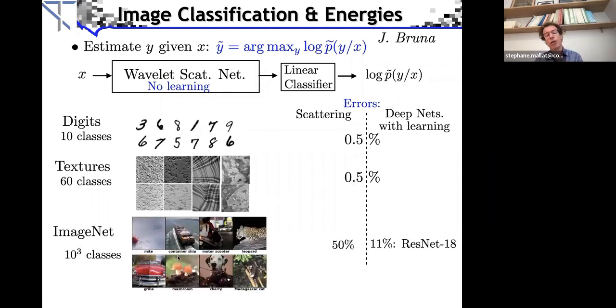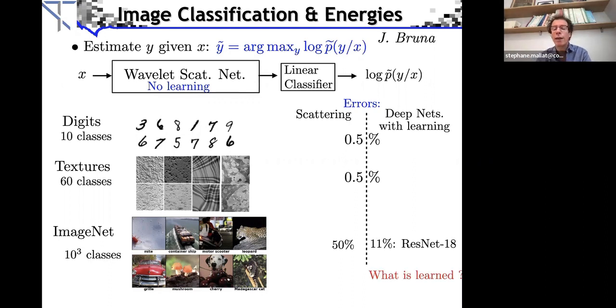If you deal with images which are much more structured, where you have cats, dogs, mushrooms, and so on, there will be a big gap relative to deep nets. If you do this kind of wavelet scattering, the error we get over 1,000 classes is about 50% error, whereas a ResNet, a little bit deeper but not much, will get an error which is 4 to 5 times smaller.